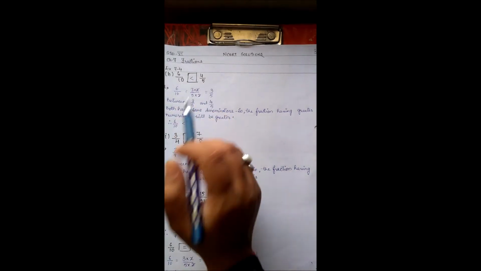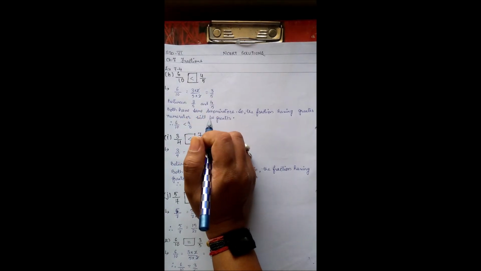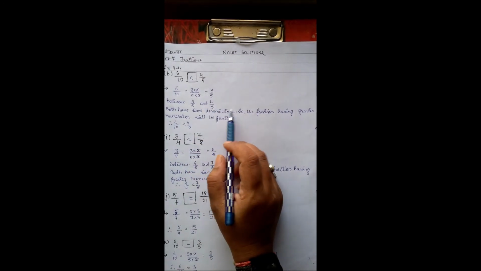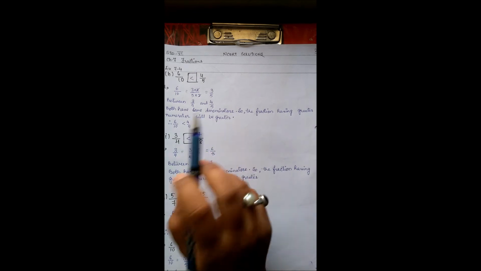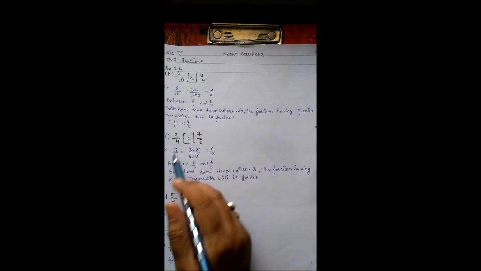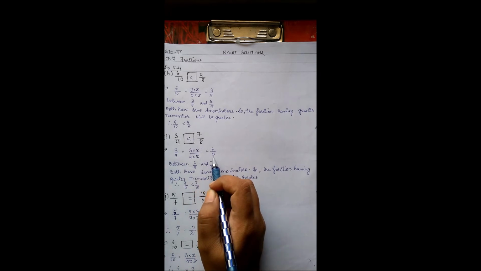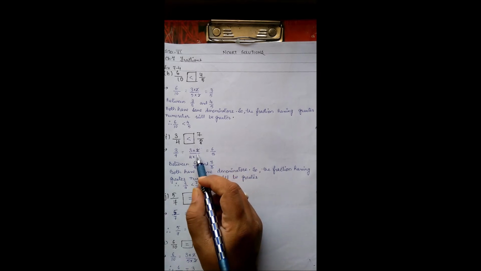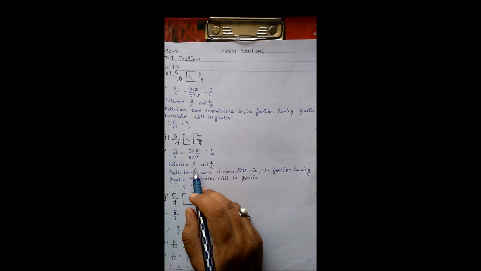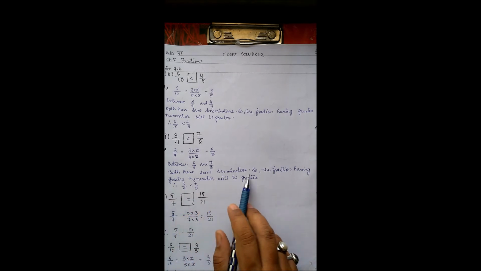Then 6 upon 10 and 4 upon 5. If we reduce 6 upon 10, then it will become 3 upon 5. So now we will see 3 upon 5 and 4 upon 5. Denominators are same. So the fraction having greater numerator will be greater. 3 upon 4 and 7 upon 8. We have to make the denominator same. So if we multiply 3 by 4 with 2, then it will become 6 by 8. Now we have to see between 6 by 8 and 7 by 8. The denominators are same. The fraction having greater numerator will be greater.